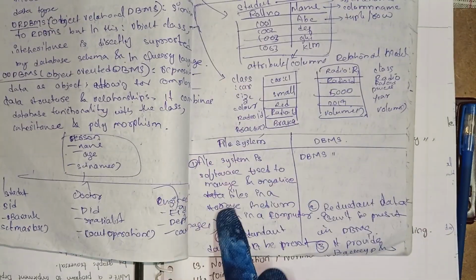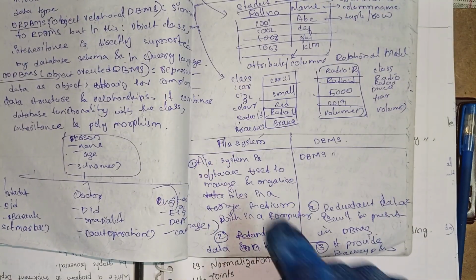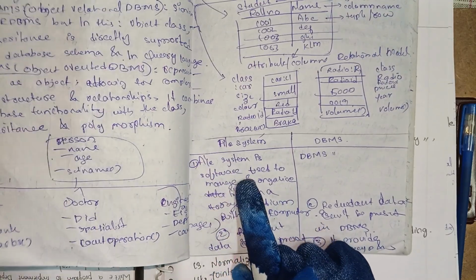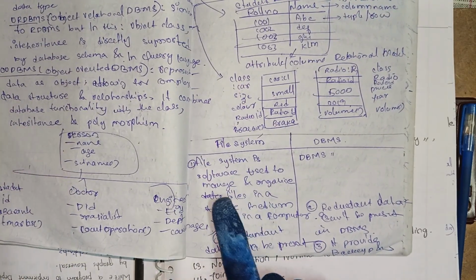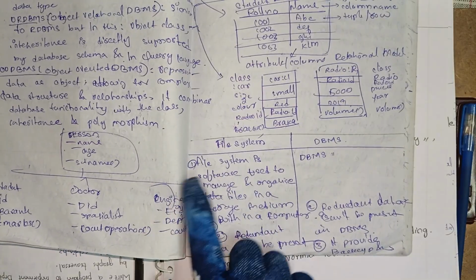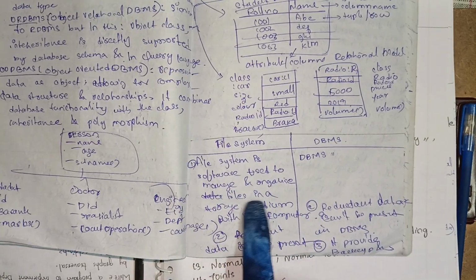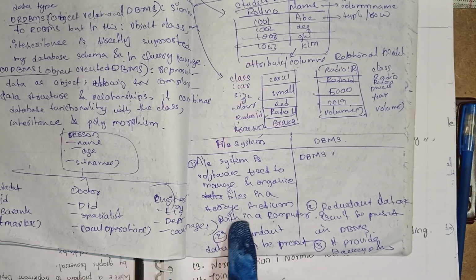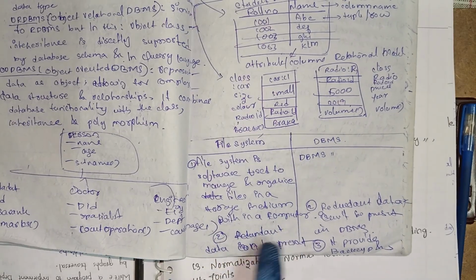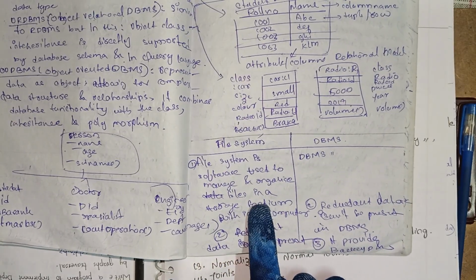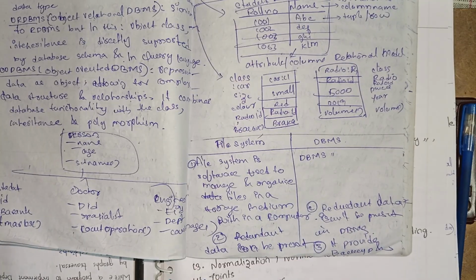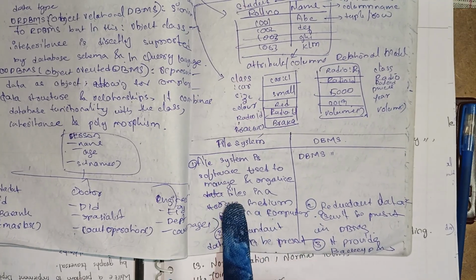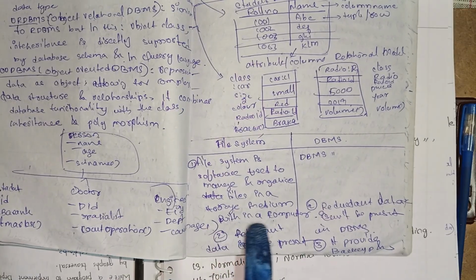So here, file system. File system is a software used to manage and organize files in a storage medium within a computer. Storage medium means hard disk, SSD, etc. And it is used to manage and organize files in a storage medium within a computer.